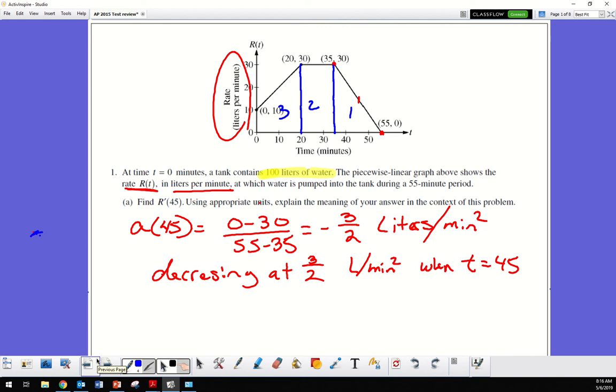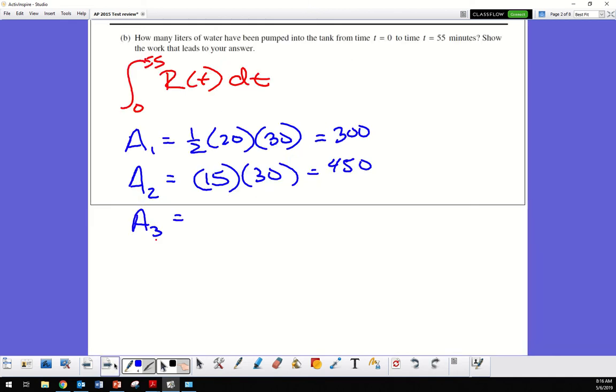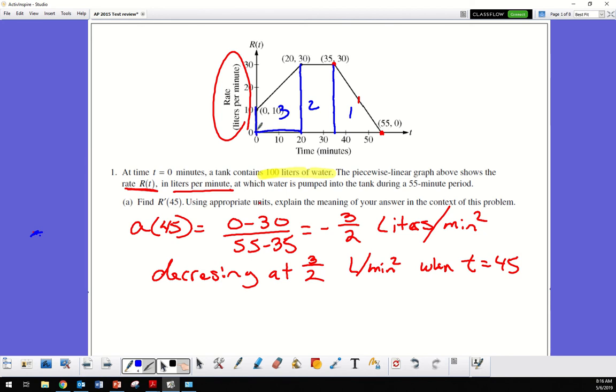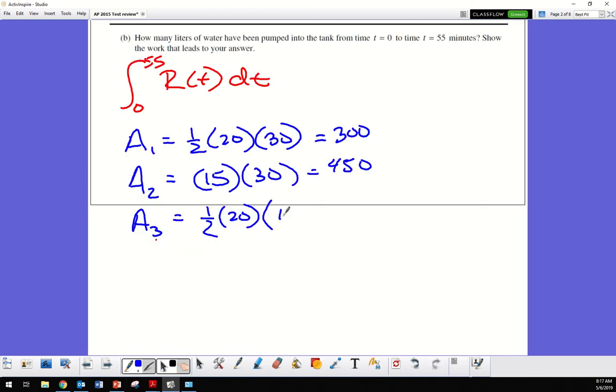It's a trapezoid. So it's 1/2, and the height in this case is going to be from here to here, right? My height is 20. And then base 1 plus base 2. Base 1 and base 2 are these going up here and up here, 30 plus 10. So this one's going to give me, wait.